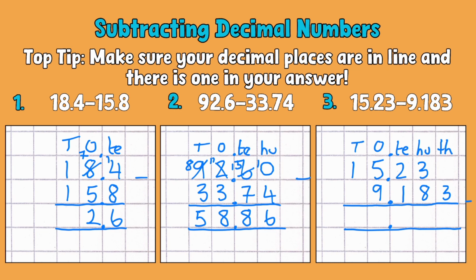Okay, so we can do the same thing as we did before. 15.23 is exactly the same as 15.230 because we've got no thousandths in that column at all. And then we start with just subtracting as if it was 15,230 subtract 9,183. So let's get cracking. We've got 0, take away 3. I cannot do it, so I've got to borrow from my hundredths, and I give it to my thousandths there. So 10 subtract 3 leaves me with 7 thousandths.